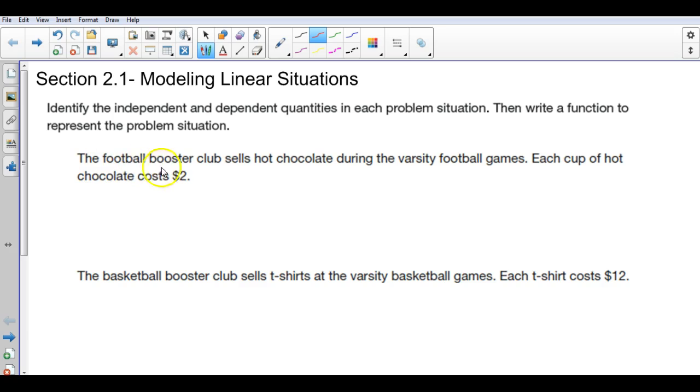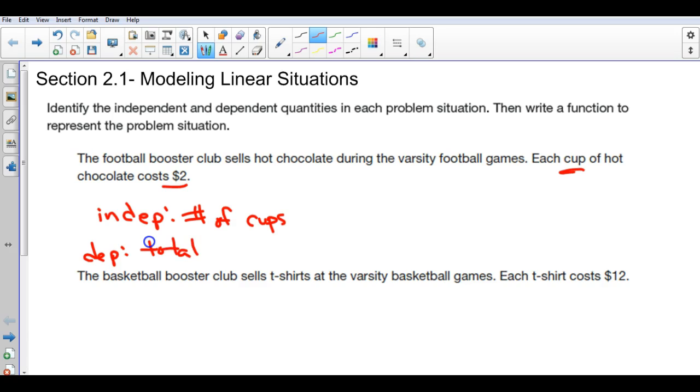So the Booster Club for football sells hot chocolate during varsity football games. Each cup of hot chocolate costs $2. So let's think about what our independent and dependent quantities are. The club is selling cups of hot chocolate, and it's costing $2. So the independent quantity is going to be the number of cups they're going to be selling, since they're open for business all day. So number of cups of hot chocolate. And then my dependent quantity would be the total cost.